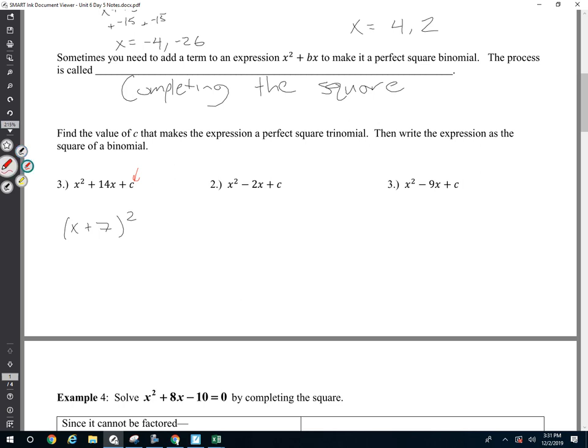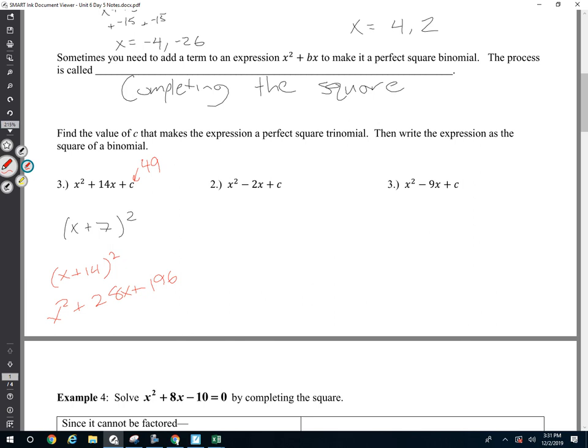Now, I kind of led you there. I gave you a 7. Why didn't I give you x plus 14 squared? Because if we think about x plus 14 squared, it'd be x squared plus 28x plus, what was 14 squared? 196. So this turns into this. But I didn't use 14, I used 7.